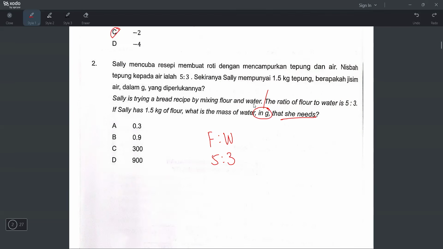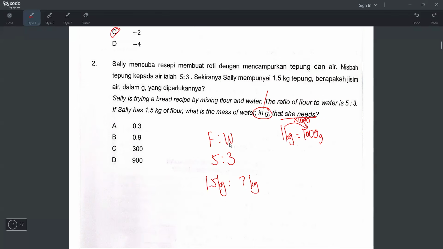Look at the unit carefully. This is in kg, but they want to find the mass of water in g. First of all, 1.5 kg of flour will be here. So let's find out the mass of water in kg first, and it will automatically come out in kg because when you calculate later, this is in kg. And then we convert to g. How to convert? 1 kg is 1000 gram, so we times 1000. But let's not worry about that first.